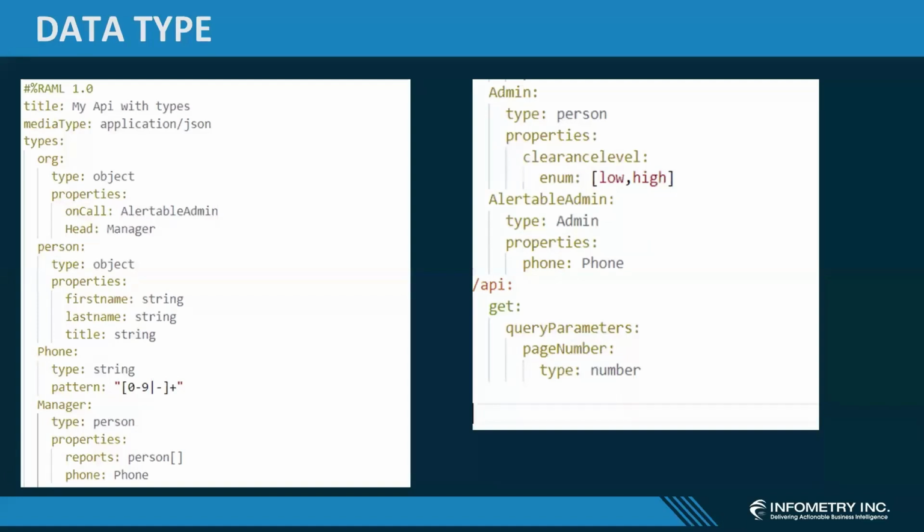In this API, for example, when you say query parameters, we are adding page number, and type is equal to number. So this is another data type called number. That is how we can define it. These types can be externalized: if we create a separate file, we can just include it with types colon, exclamation mark include, and the file name here. Then we can just make use of type equal to whatever we have mentioned as the type name. So this is an example of how data types work in RAML.